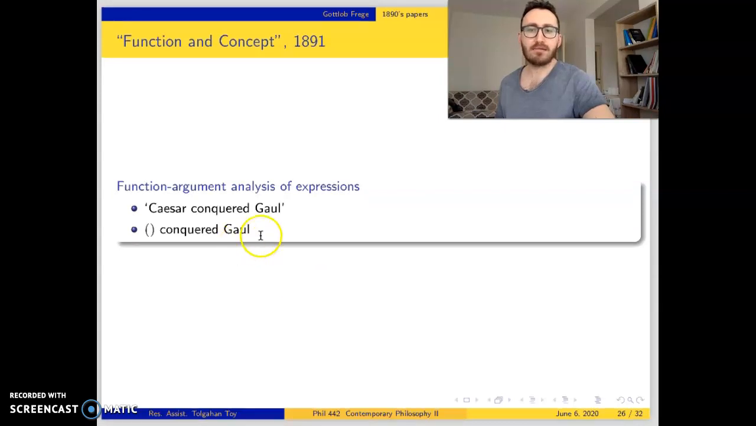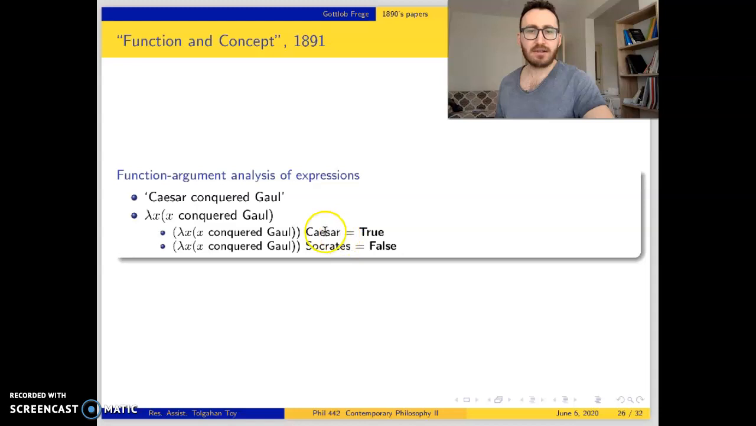In one analysis of the judgment that this expression expresses, we have the concept here, or in lambda notation, we have this concept, which is a function, and Caesar is the argument. If Caesar is the argument, then the value is true. When Socrates is the argument, the value is false. This is the lambda notation to express functions. Here we have function and argument.